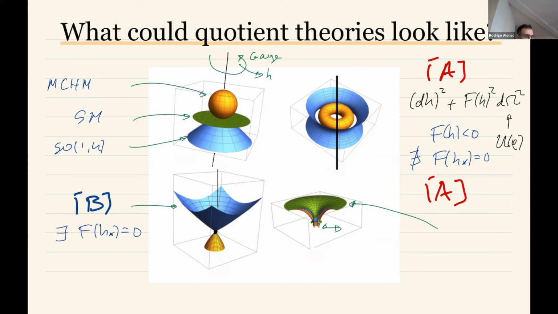So we wrote this down with the explicit f of h function in our paper as a candidate decoupling limit, but we didn't find an explicit way to recover the standard model still with it. But just to explore the possibilities, one should think of these type of theories, and as it happens, drawing them helps.